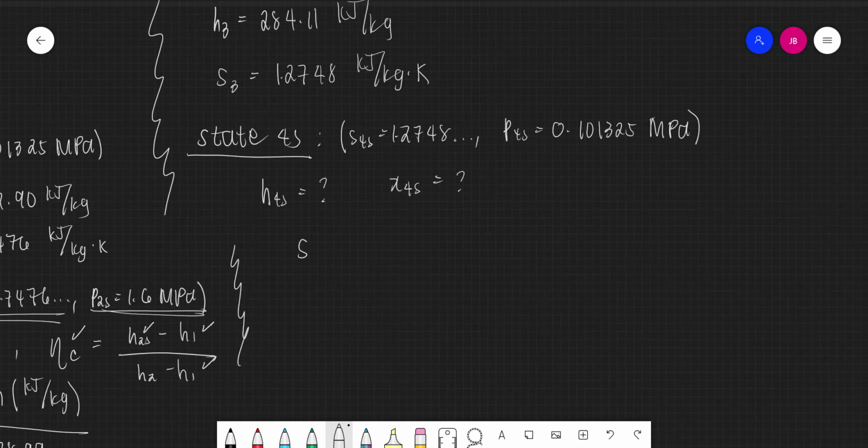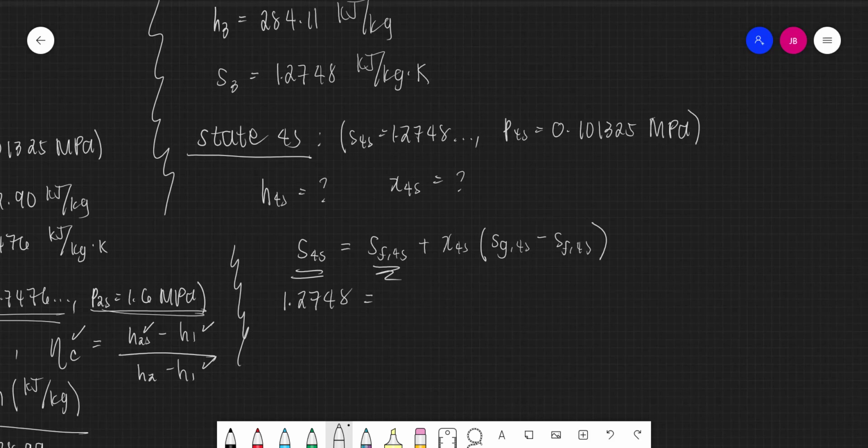We have the entropy at 4S, and we know that it is equal to the vapor entropy at that particular state point plus the quality at that state point multiplied by the difference in the gaseous entropy and the liquid entropy. So this S4S is just going to be equal to 1.2748. Whereas these two values can just be obtained using our refrigerant table.